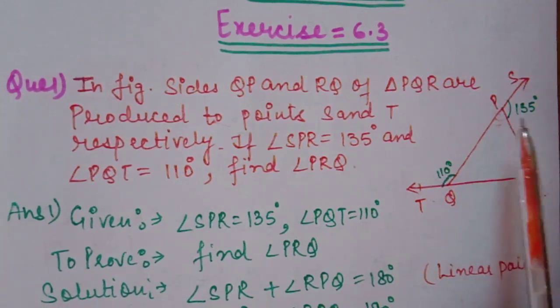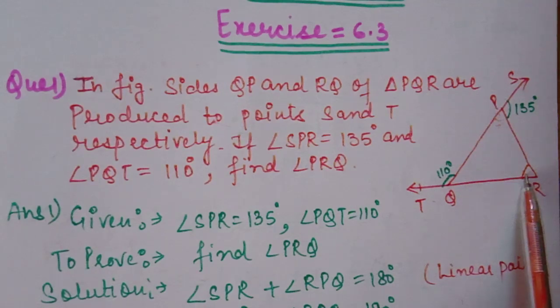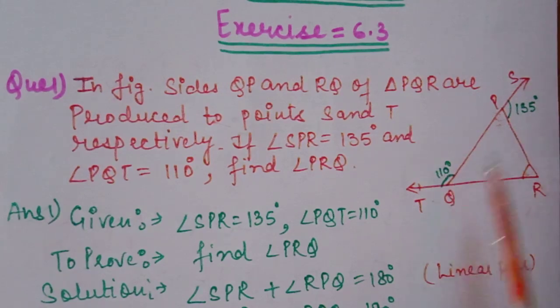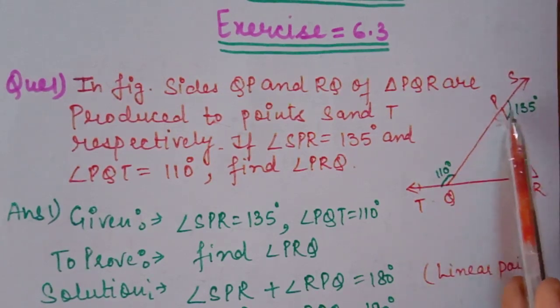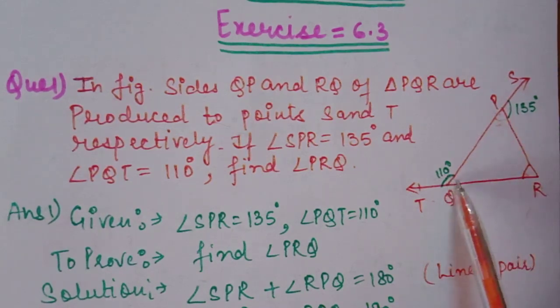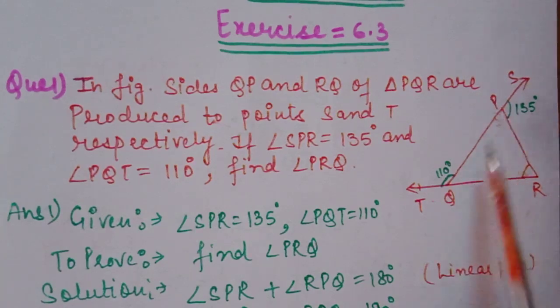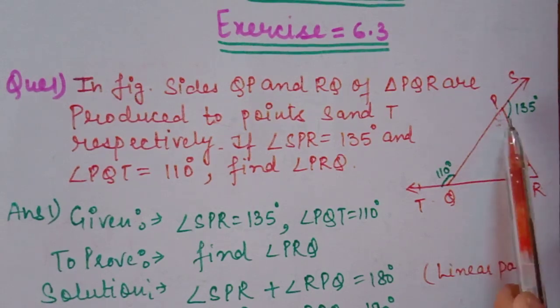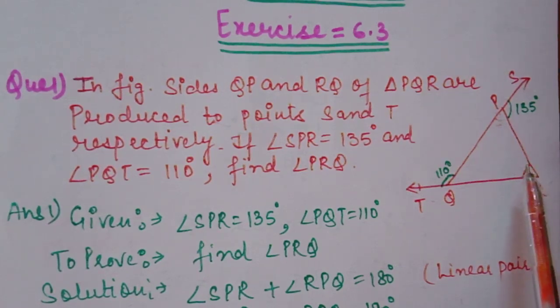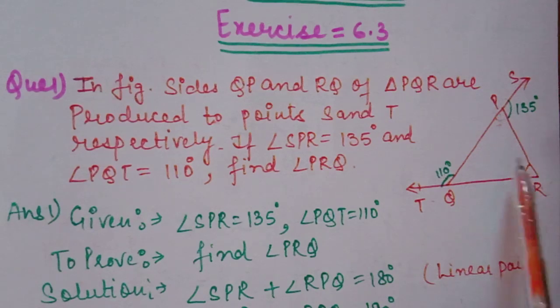First method: if I want this angle, then it is very easy to find this and this angle. How? The sum of these two angles is 180 degrees. Reason is linear pair. The sum of these two angles is also 180 degrees. Reason is the same, linear pair. Then we will apply the angle sum property in this triangle. It means the sum of three angles of a triangle is equal to 180 degrees. This is your first method.